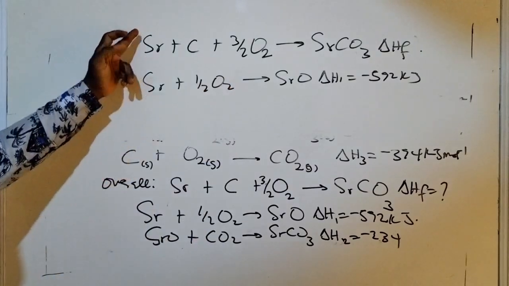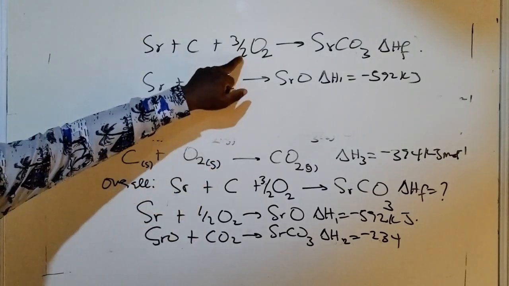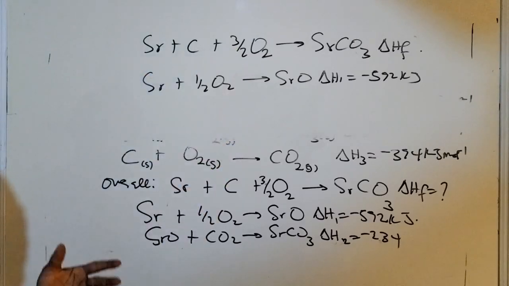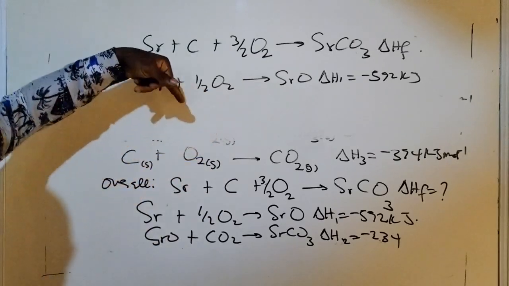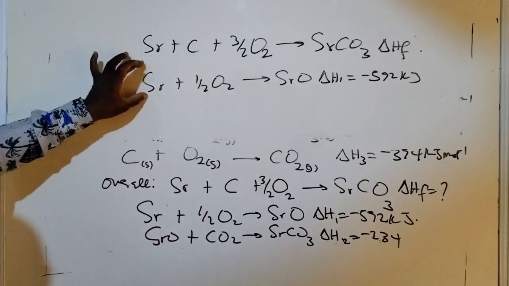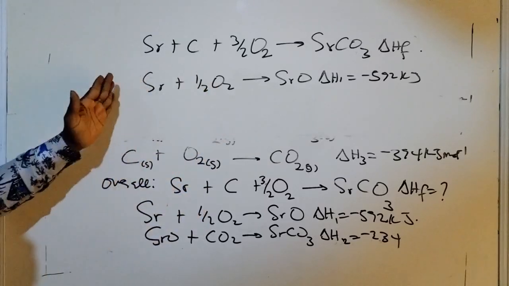Then strontium is 1 mole, correct? Oxygen is 3/2 mole, but here half mole. So we are tempted to change oxygen. But why we kept oxygen like that is because oxygen is found in the 3rd equation. It's appearing in a different place. But strontium appeared only in the 1st equation. So leave it like that.